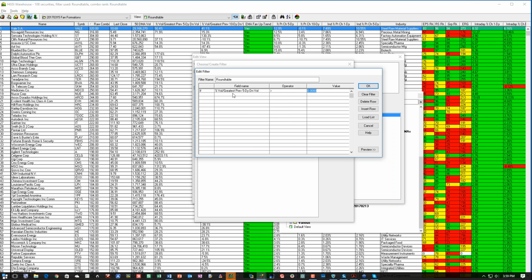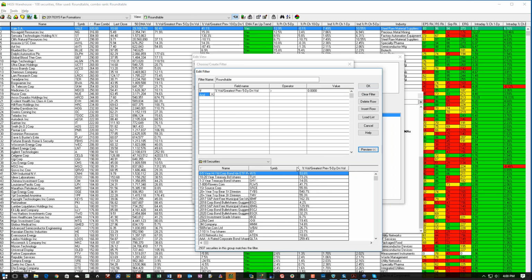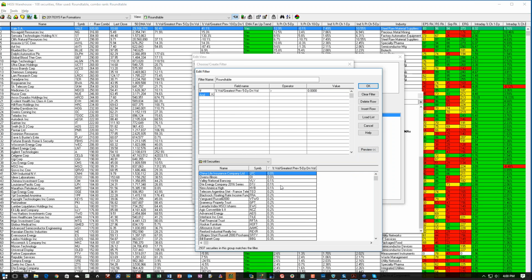So you're looking for positive volume that is greater than the volume of the previous 5 days, or the previous 4 days, 5 days counting the current day. And then if I click on preview, you can see that these have greater volume. Well, this is a rounding, but everything above that has greater volume than the previous 5-day down volume.